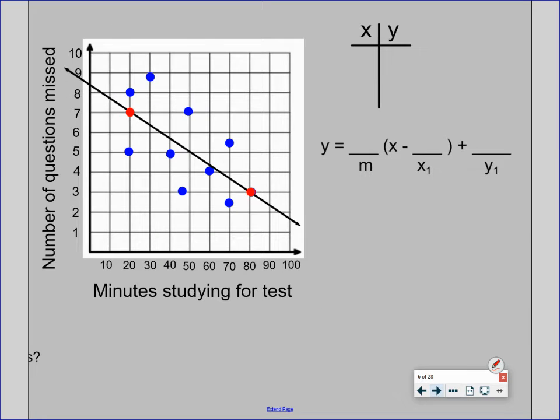Here we have another scatter plot that's already on here for us. This one, our independent variable, is the minutes studying for a test. And our dependent variable was the number of questions missed on the test. So the number of questions missed depended on how many minutes you studied for the test. The data is already put on this graph, and we can see that there's a relationship here.